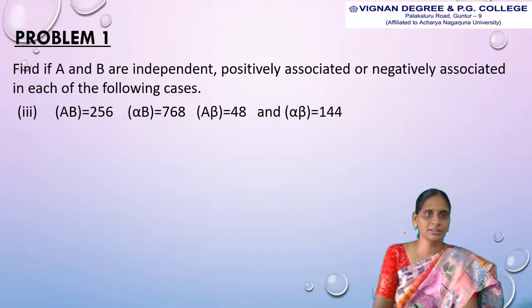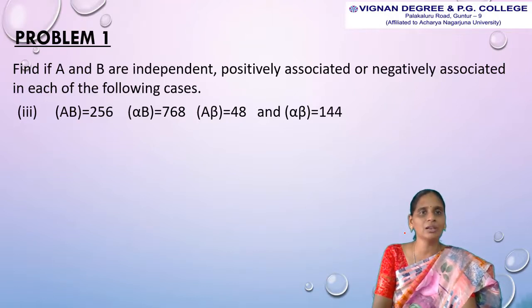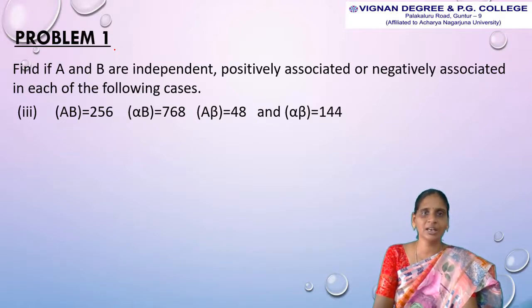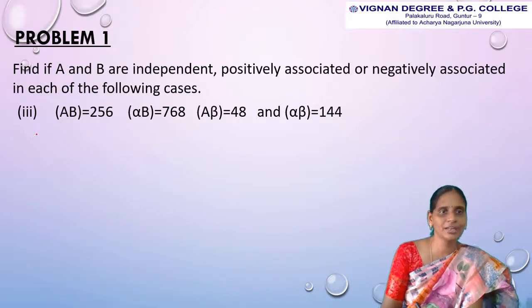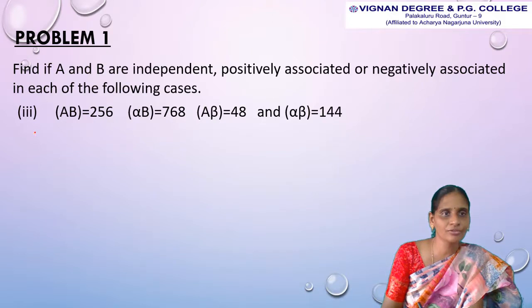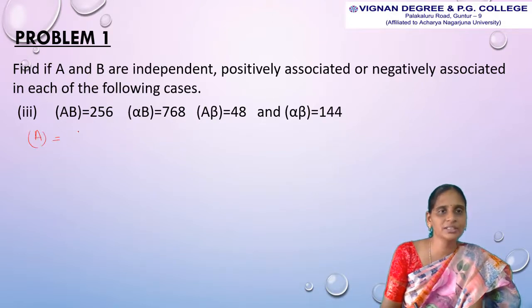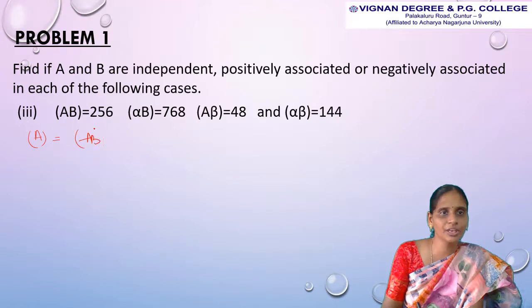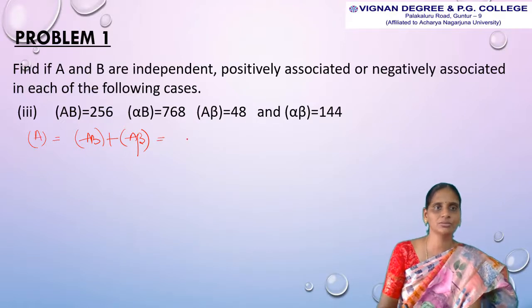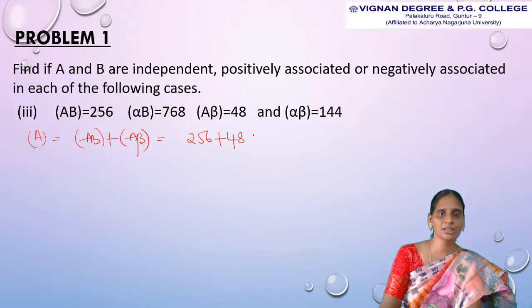Coming to the third case, we are given frequency of AB value 256, frequency of alpha B is 768, frequency of A beta is 48, and frequency of alpha beta is 144. Now we have to find out frequency of A. So that is equal to frequency of AB plus frequency of A beta. This is equal to 256 plus 48, we get 304.